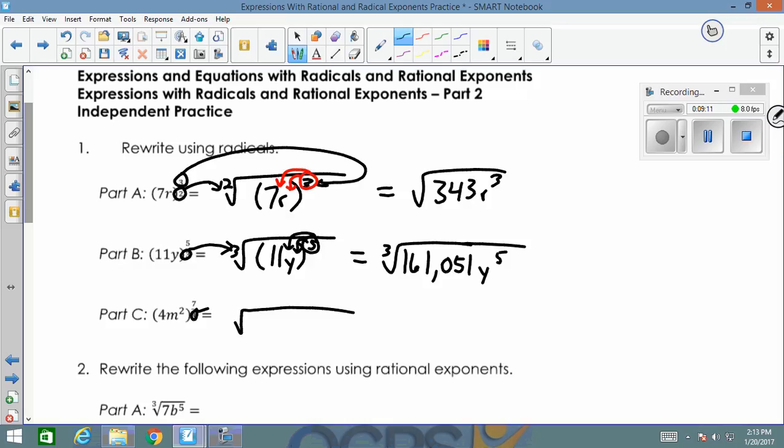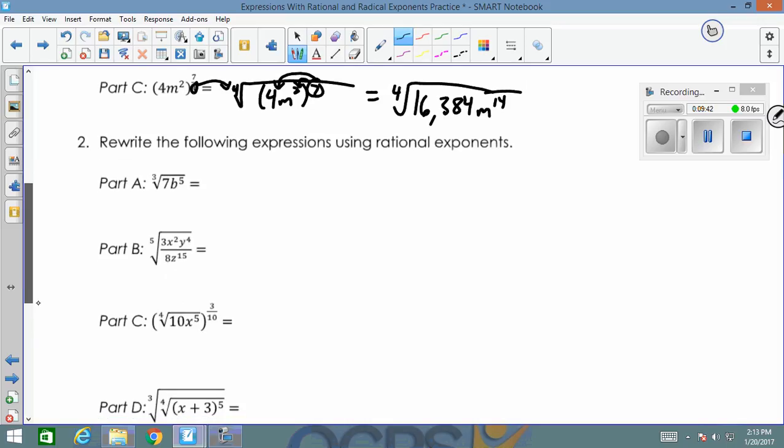The 4th index comes here. It's going to be 4m squared to the 7th. Distribute that there and there. So it's going to be the 4th root of 16,384 m to the 14th, because 2 times 7 is 14.